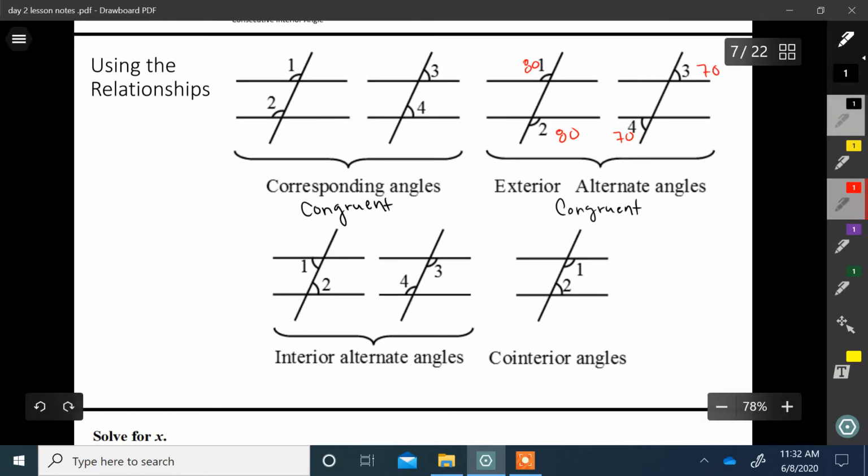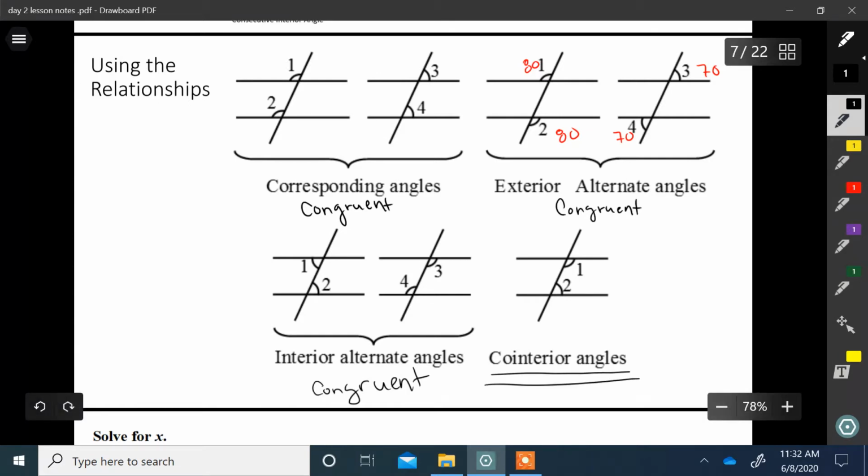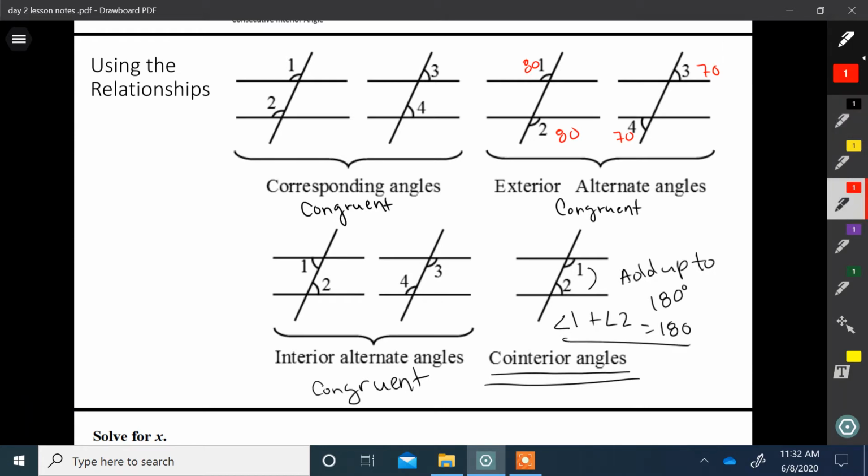Interior alternate angles are also congruent. They're all congruent except for this one right here. Same side or co-interior angles. Those add up to 180 degrees. Okay, so angle 1 plus angle 2 is equal to 180. Alright, so let's use this idea to solve some problems.